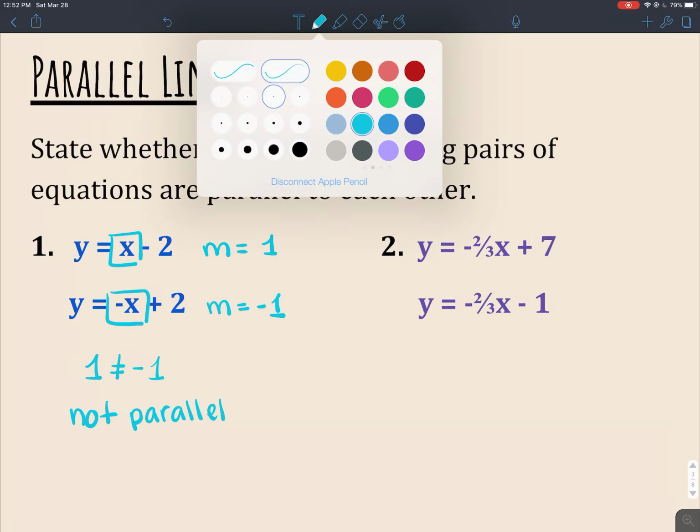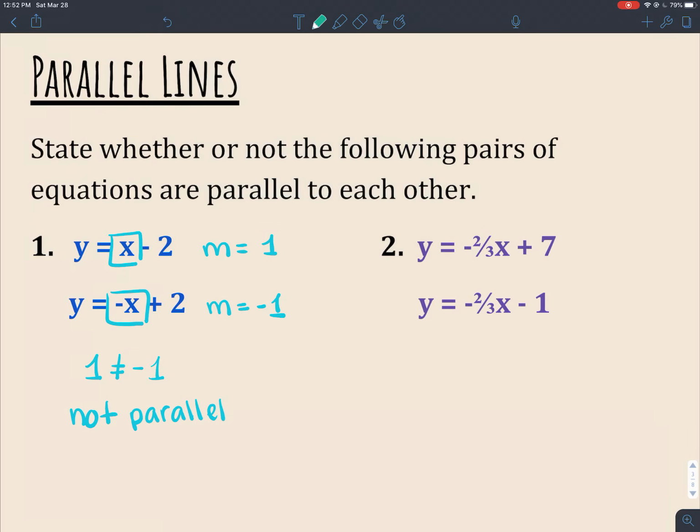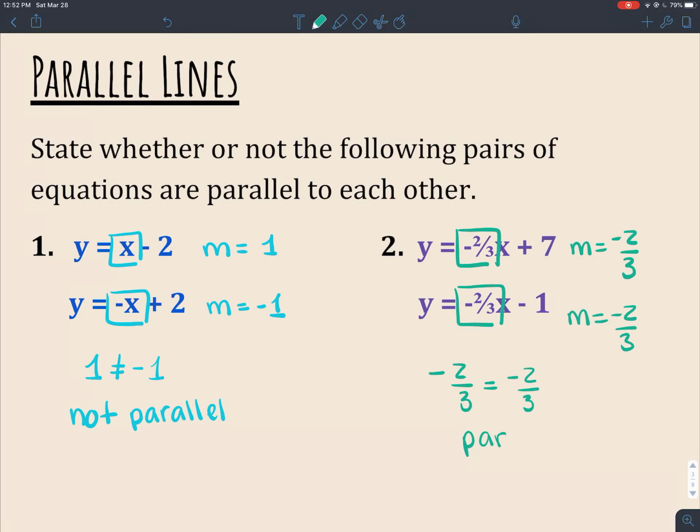Looking at the second one, notice I have -2/3 as my slope for the first equation, and I also have -2/3 as the slope for the second equation. Since -2/3 is equal to -2/3, they're the same number, we can say that these are parallel.